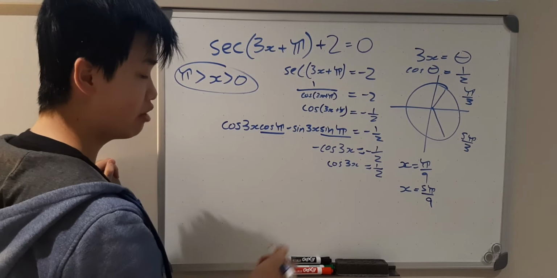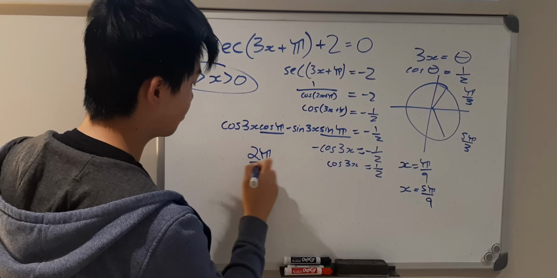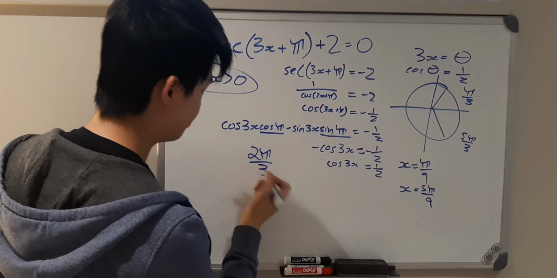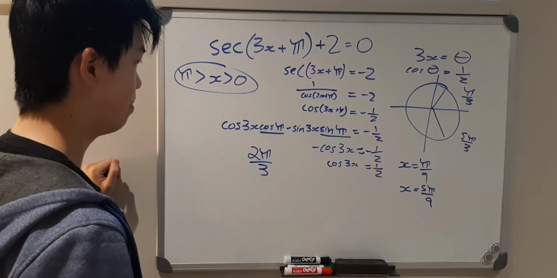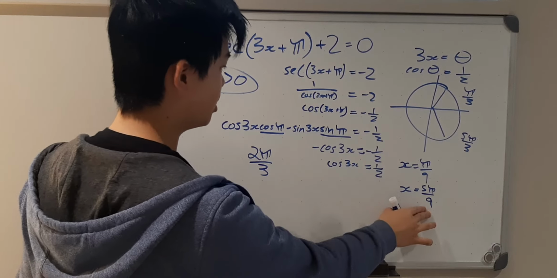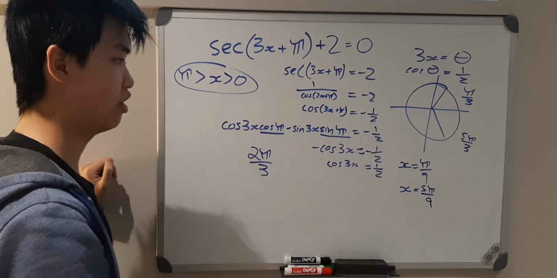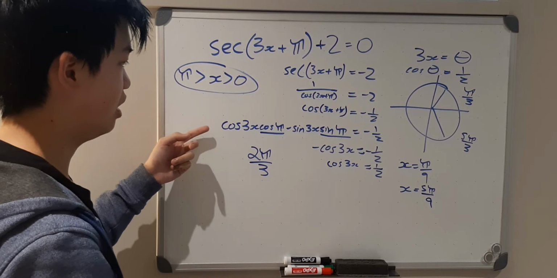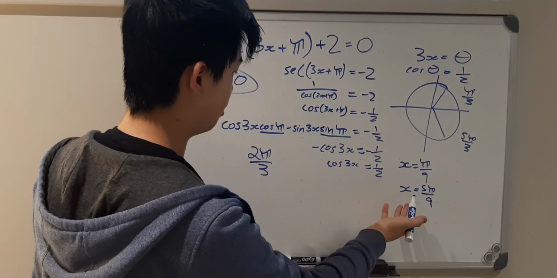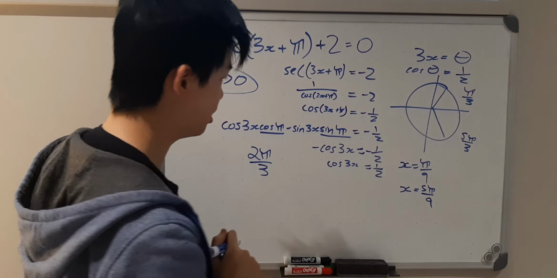So we know the period is 2 pi over 3. So if we added 2 pi over 3 to this answer, that would be not within the boundary conditions. And if we subtracted 2 pi over 3, let's see, actually that might work.